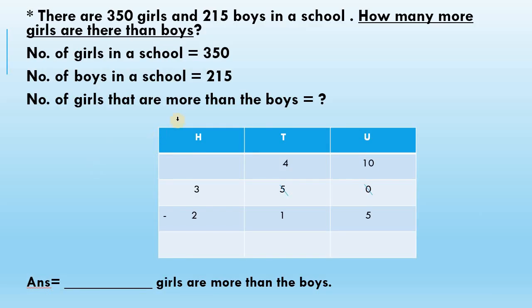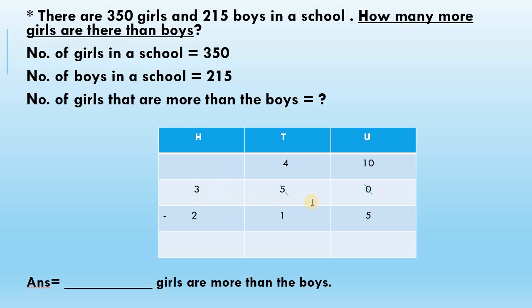There are 350 girls and 215 boys in a school. How many more girls are there than boys? Now how many more tells you that it is a subtraction problem, okay? Number of girls in a school is equal to 350. Number of boys in a school is equal to 215. Number of girls that are more than the boys is equal to how much?